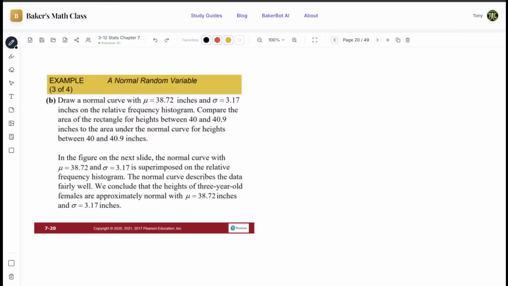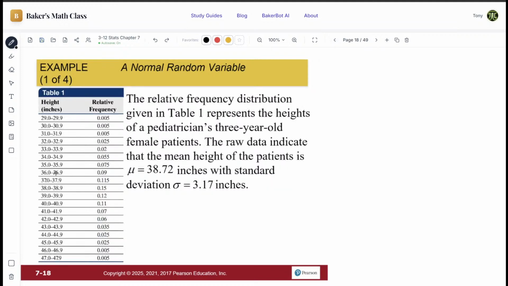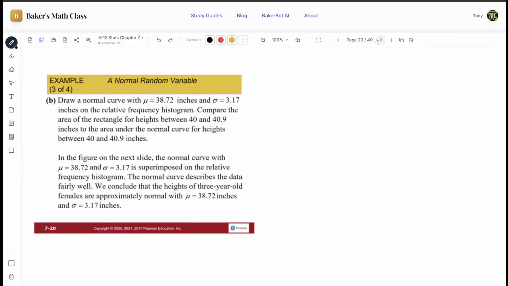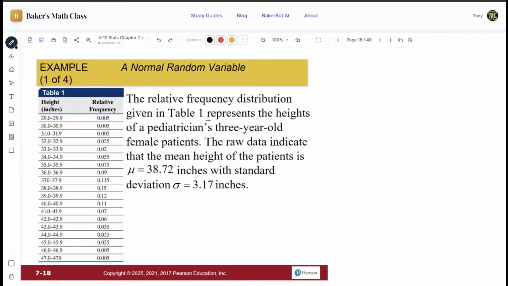So it wants us to compare the area of the rectangle for the heights between 40 and 49 to the area under the curve. So what was the relative frequency between 40 and 49? 40 point, was it 40 and 40.9? So if we look here, between 40 and 40.9 was 0.11.